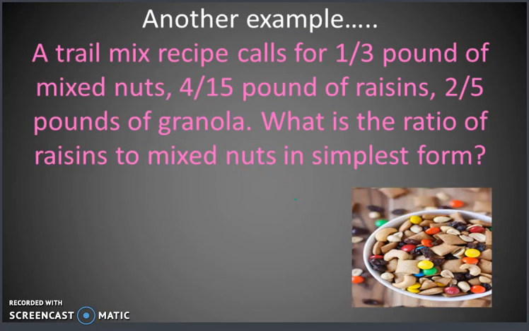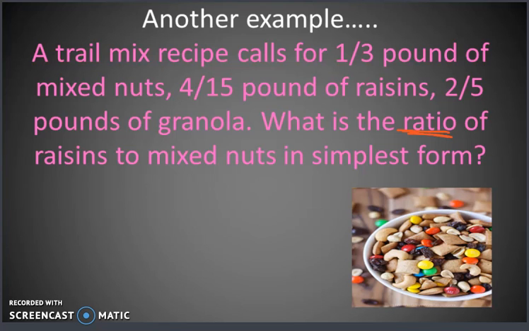All right. Okay, so here's the next example. A trail mix recipe calls for 1/3 pound of mixed nuts, 4/15 pound of raisins, and 2/5 pounds of granola. What is the ratio, that's going to be an important word here, of raisins to mixed nuts in simplest form? Go ahead and hit pause and do what you think to solve this problem. When you're done, hit play, and we'll check your answer.